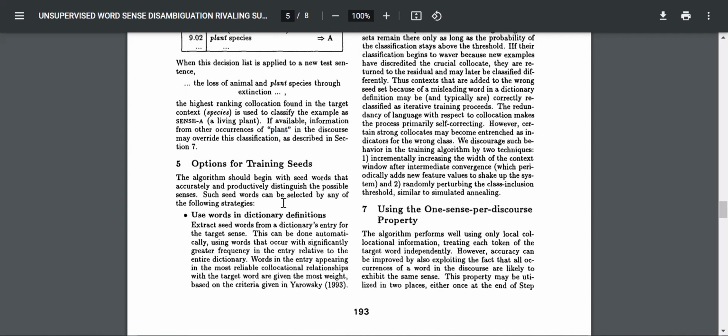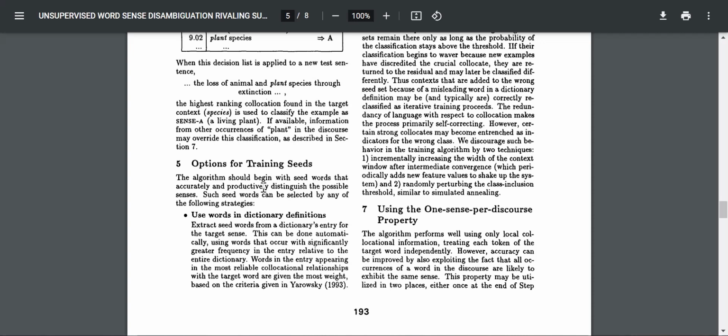So now let's have a look at options for training seeds. The algorithm should begin with seed words that accurately and productively distinguish the possible senses. Such seed words can be selected by any of the following strategies. So use words in dictionary definitions. Extract seed words from a dictionary entry for the target sense.